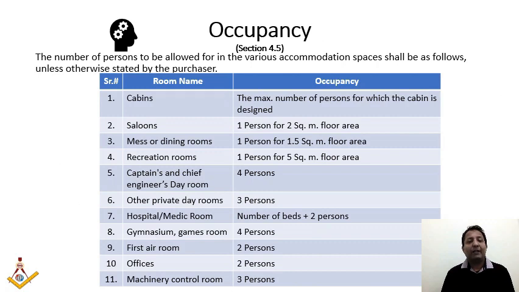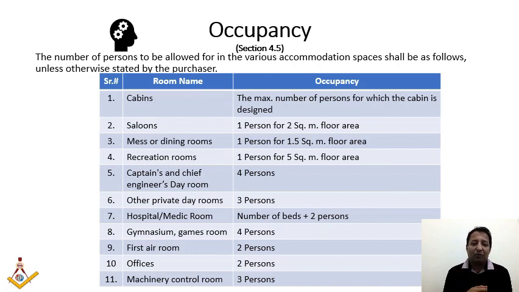Let's come to a very important chapter, that is occupancy. Section 4.5 clearly defines the occupancy we should take per room or per area. In the majority of drawings, you may not find the occupancy, so you need to assume some occupancy for these areas. When the drawing comes to you, you can use these thumb rules, which are clearly stated in section 4.5. For cabins, the maximum number of persons for which the cabin is designed can be found from the number of beds shown in the cabin.